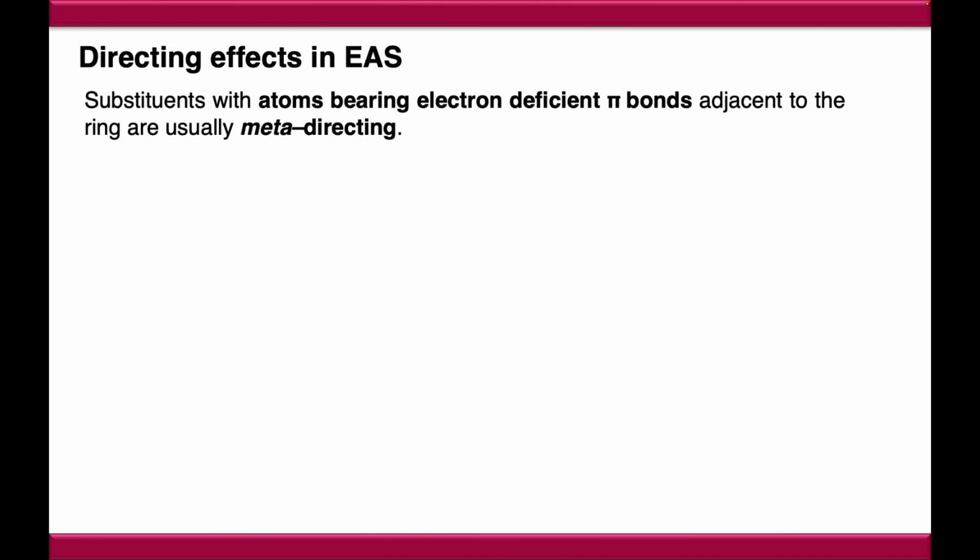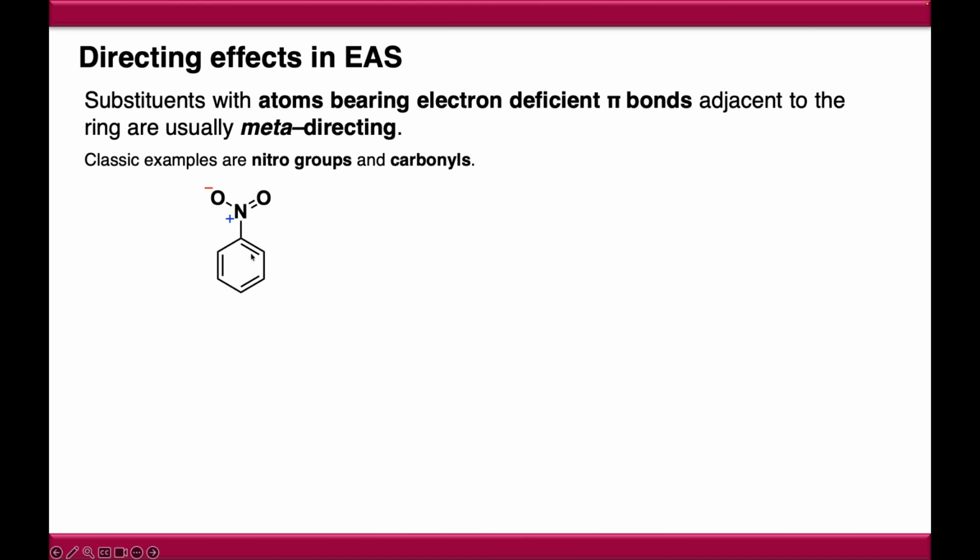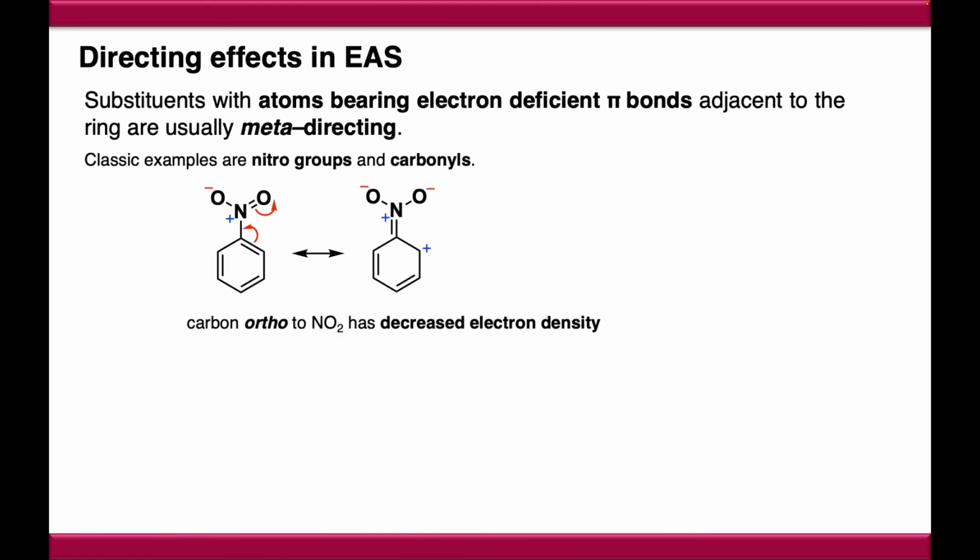The opposite is true of electron withdrawing groups like nitro. So nitro groups and carbonyls that are directly attached to the ring are meta-directing. So for basically the same reason, we're going to draw resonance forms, but this time we're going to suck electron density out of the ring using this electron deficient N=O bond up here. So we're going to pull electron density out like this, and that gives us a positively charged resonance form in the ring. So because we've got decreased electron density at the ortho position, that makes it less nucleophilic.